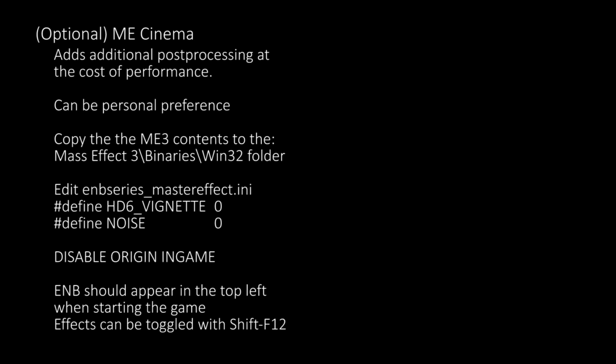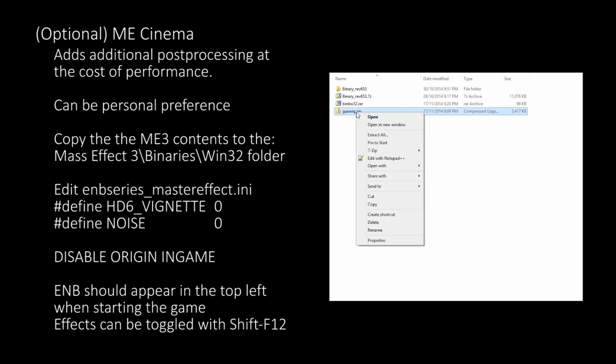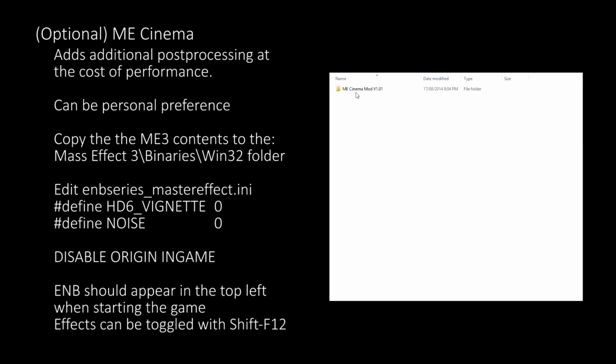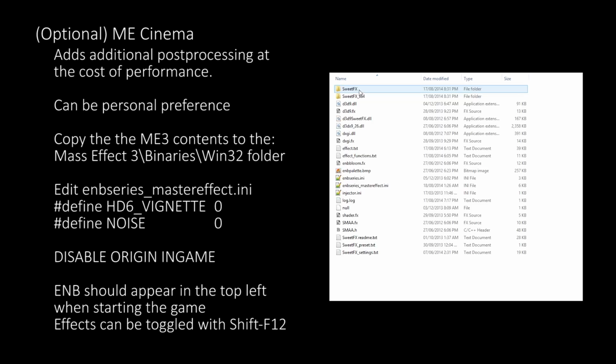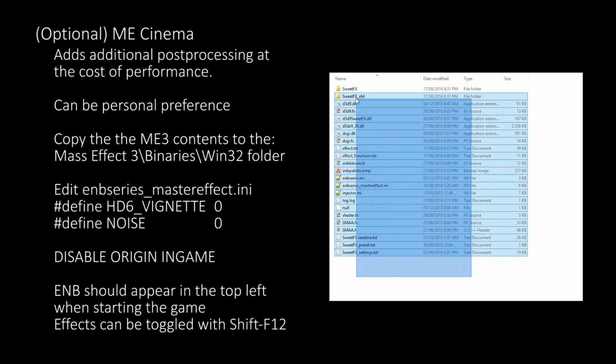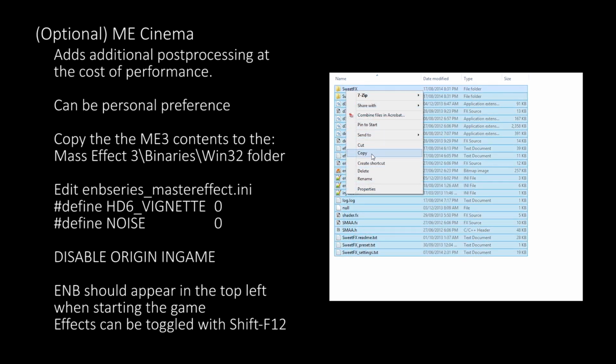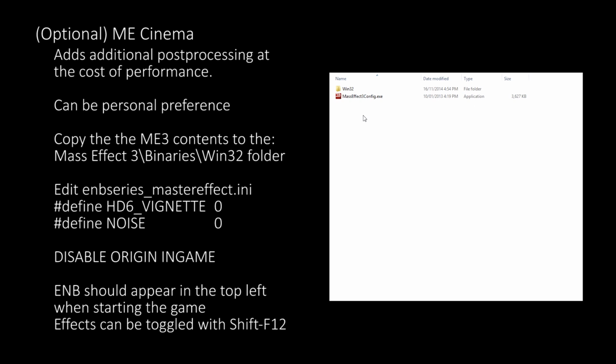The next mod, ME Cinema, adds additional post-processing to the game. Because it can be down to personal preference, this installation is optional. To install ME Cinema, download the files, extract the contents, then copy the contents of the ME3 folder to the binaries Win32 folder in the Mass Effect 3 directory.